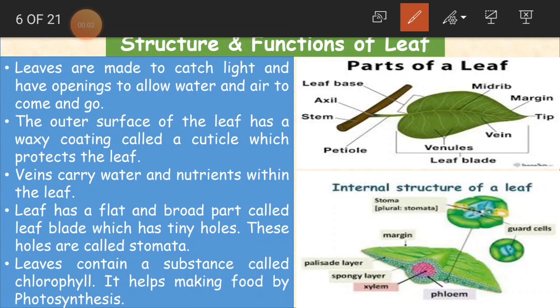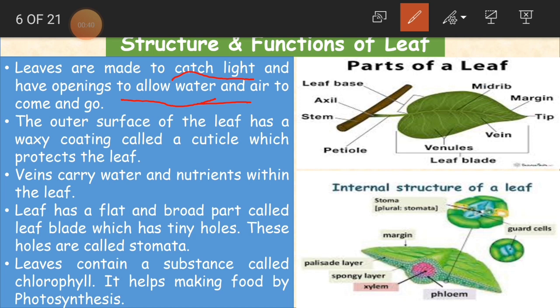Now we'll see the structure and functions of the leaf. Leaves are made to catch light and have openings to allow water and air to come and go. Where do they get light from? They get light from the sun. So they catch the sunlight, and they have openings to allow water and air. Like they get rainwater, or we also pour water to the plants.